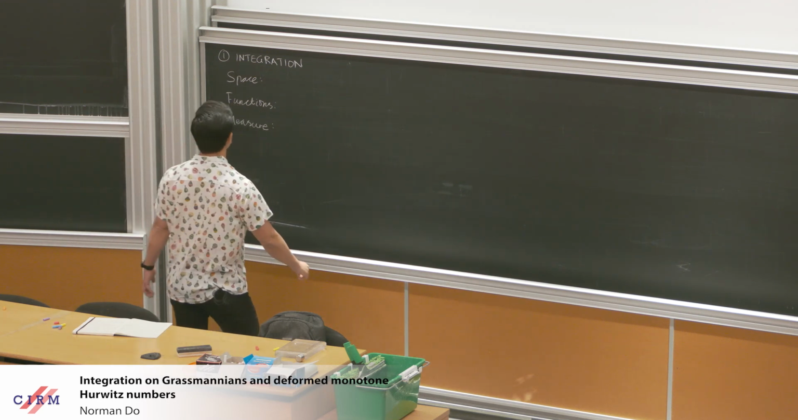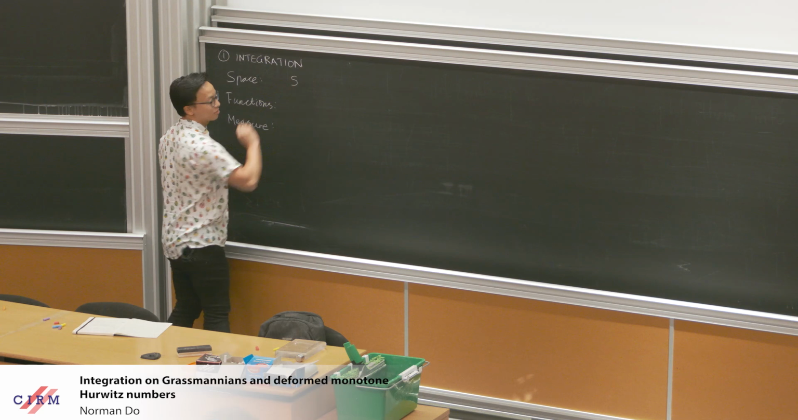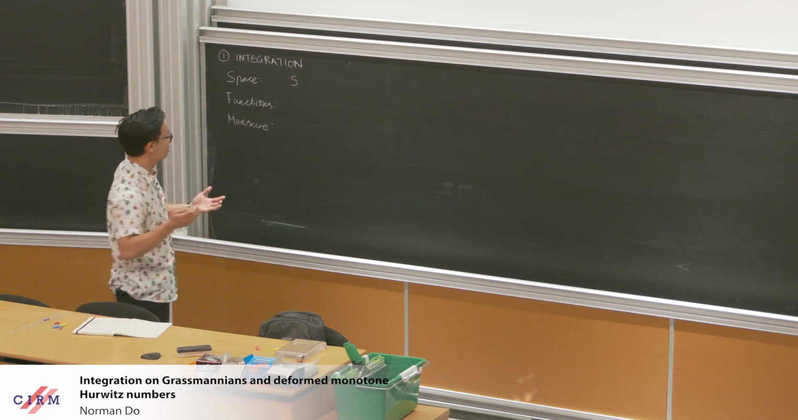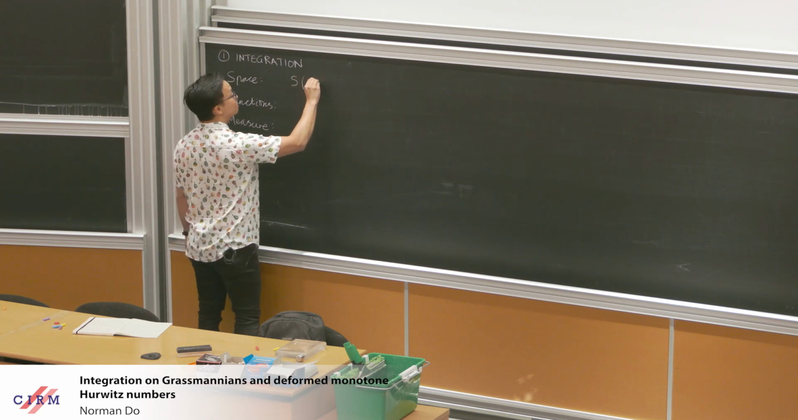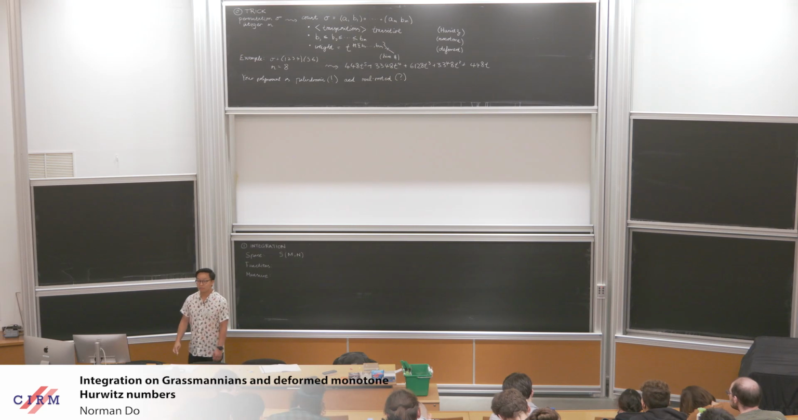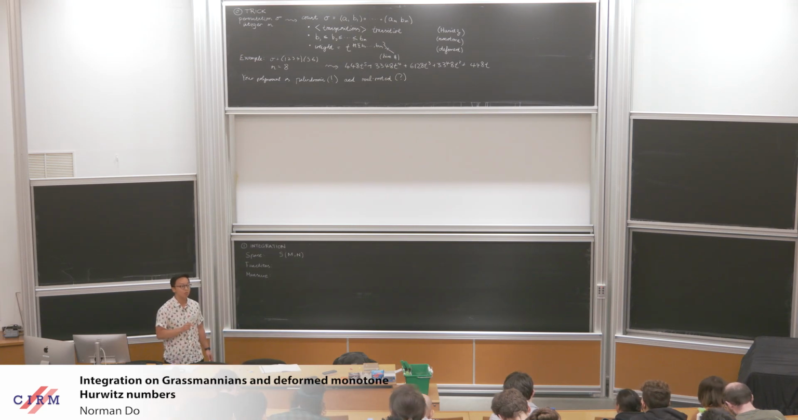The space I want to introduce is something I don't have a very good name for. I'm going to call it S, for reasons I don't know, maybe space. And it comes with two integers, capital M, capital N. And if you're wise, you'll choose your m smaller than your n, for reasons that we'll soon see.